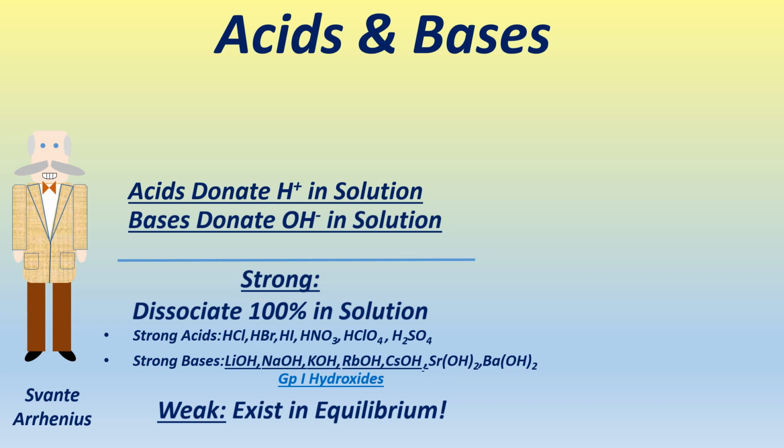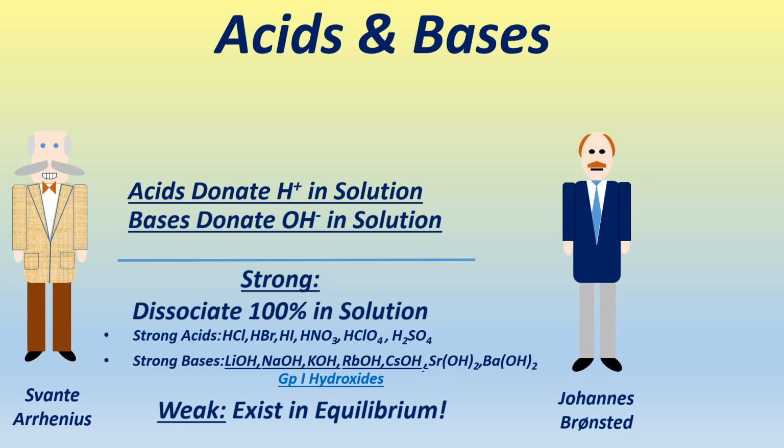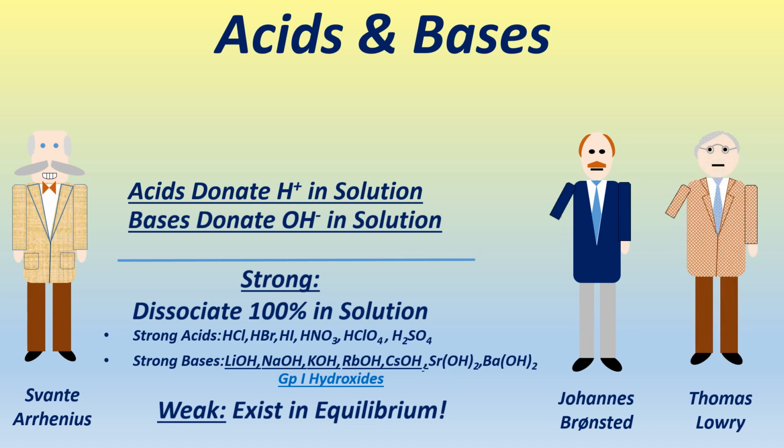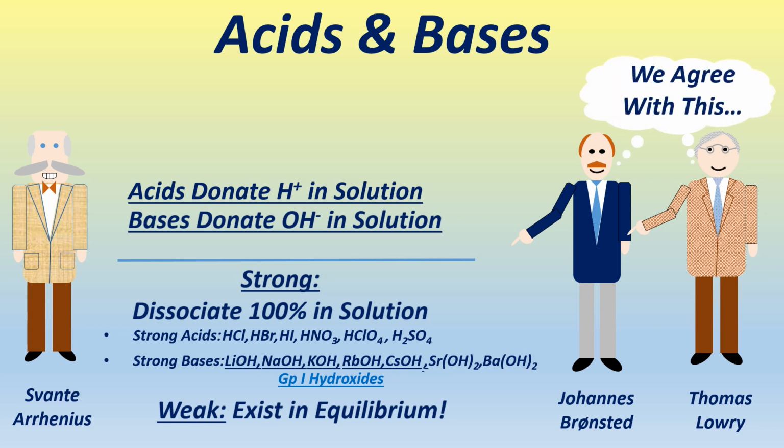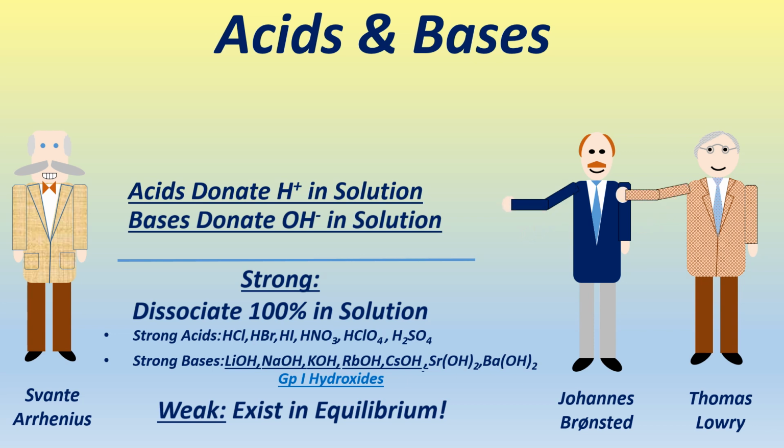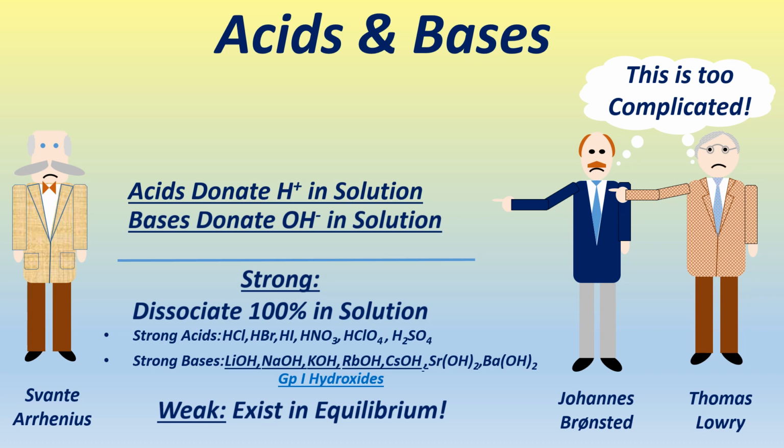People then, with a start on what an acid or a base was, continued their research. Specifically, 2 individuals working independently, Johannes Bronsted and Thomas Lowry, developed their own theory. Essentially, they agreed with Arrhenius that solutions could be either strong and dissolve completely, or weak and exist in equilibrium. However, they had a disagreement on his definitions of acids and bases. They simply found that it was too complicated and restrictive.